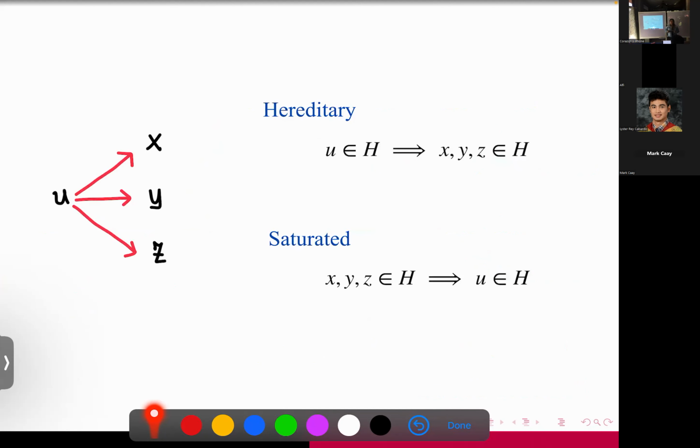But first, what is a hereditary and saturated set of vertices? If I have a set of vertices H, and if u is inside H, and I say that H is a hereditary set, then I am forced to have all of the ranges it's emitting also inside H. On the other hand, it's saturated if all of the ranges are inside, then the source should also be inside.